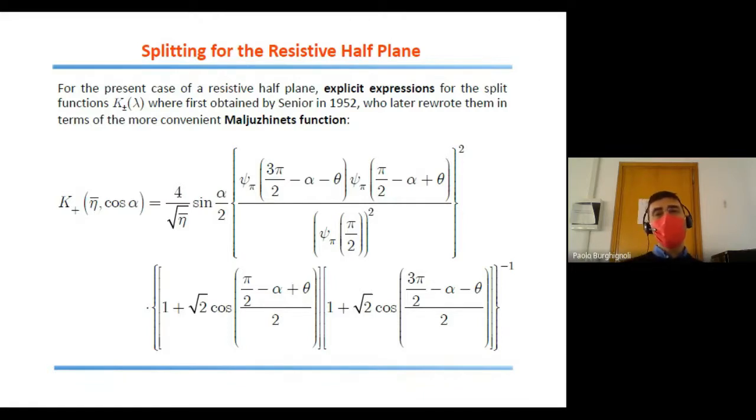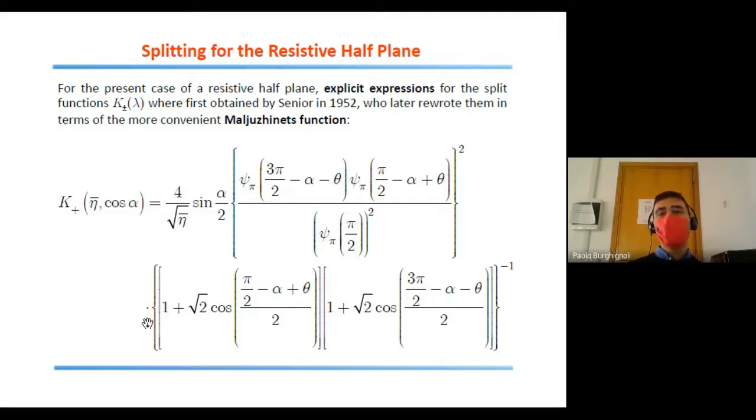And this is the quite complicated looking expression for the upper split function, for example, as a function of the normalized eta and cosine of alpha, where you can see there are a bunch of terms. The simplest is this sine term here. Then we have these curly brackets squared, which contain the Malyuzhinets function psi sub pi, which is evaluated with two different arguments here and there. The denominator is just a constant, since it is the function psi evaluated at pi over 2.